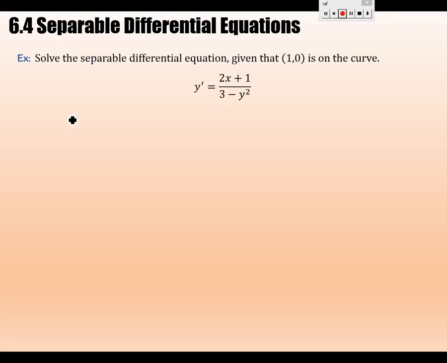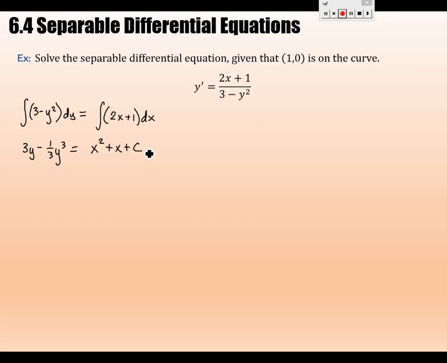So I guess we can just write it down in one fell swoop here. Integral of 3 minus y squared dy equals integral of 2x plus 1 dx. So there's the separation and two integrals we know how to do. So we'll go ahead and do those. What do we get? 3y minus 1/3 y cubed equals x squared plus x plus c. Okay, but then also x equals 1, y equals 0 is on the curve.